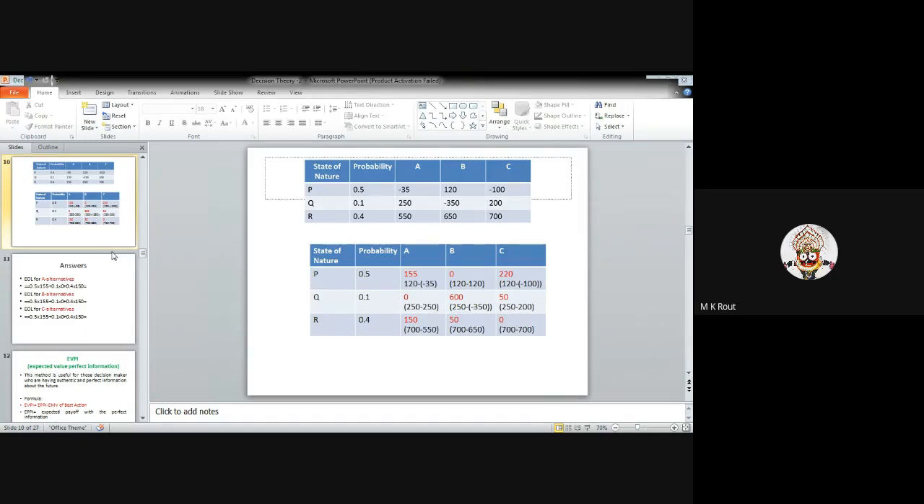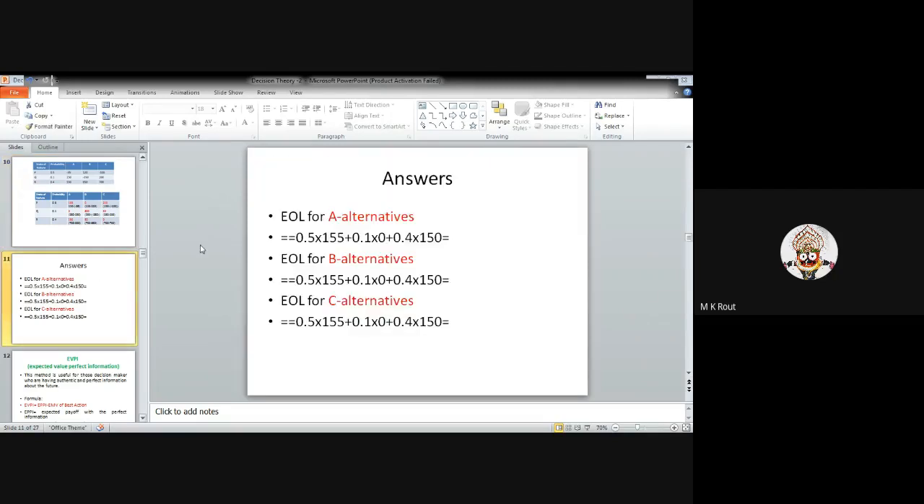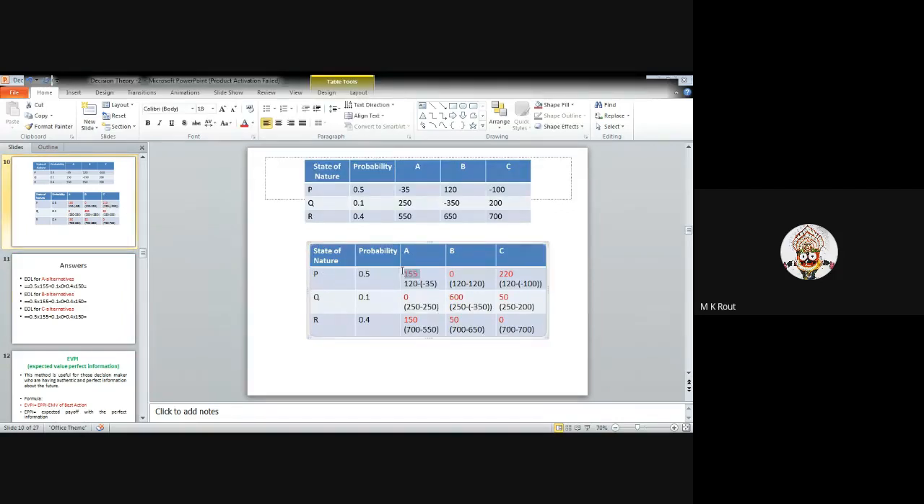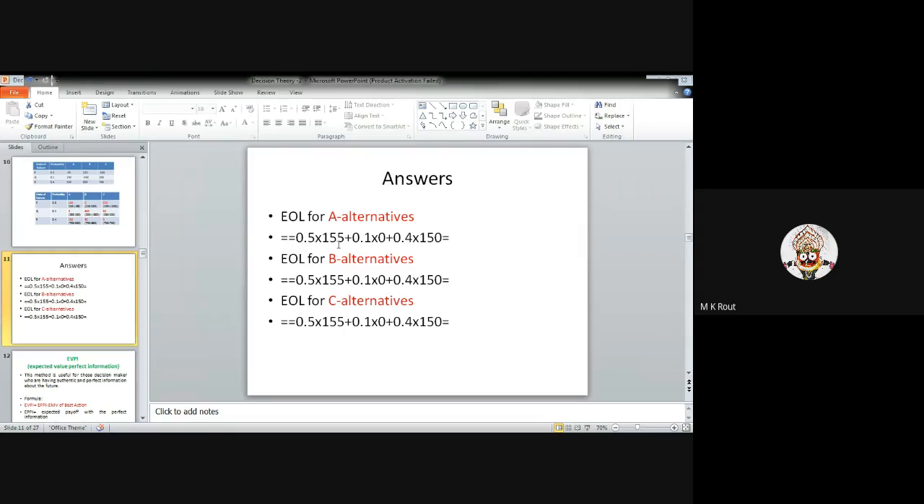So we have three alternatives: alternative A, alternative B, and alternative C. In the first case, I write the expected opportunity loss for alternative A, that equals 0.5 into 155, the next is 0.1 into 0, the last one is 0.4 into 150. So is it EOL or EOC? EOL, loss or cost can be written directly. But here we are calculating the expected opportunity cost, so loss means cost should be calculated. Okay, don't worry.